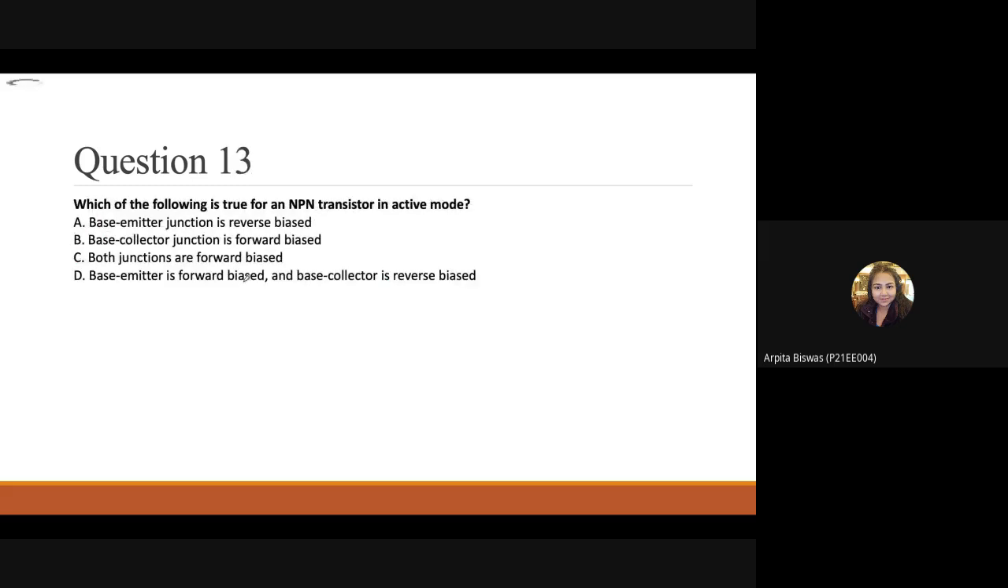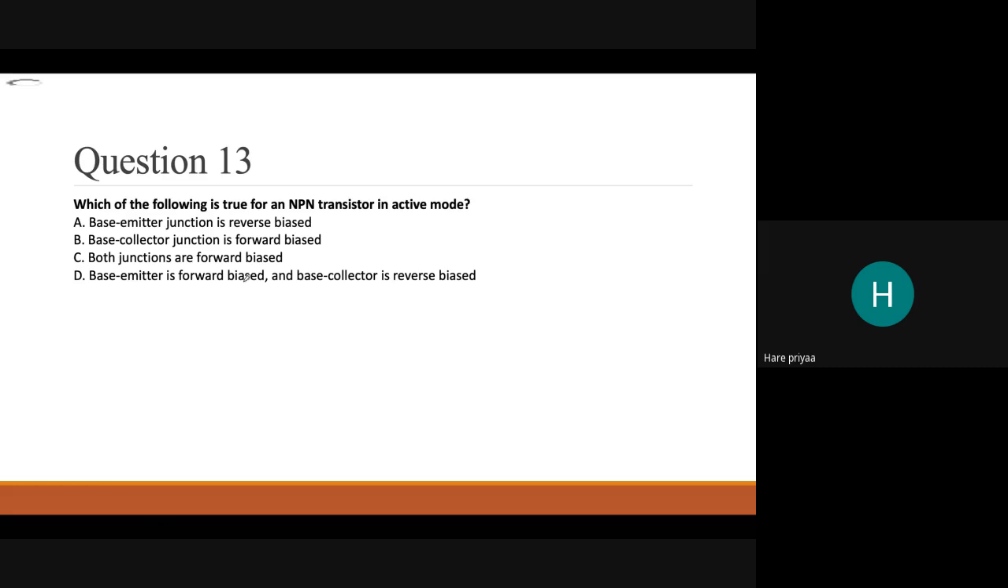So next is question number 13. Which of the following is true for NPN transistor in active mode? First option, base emitter junction is reverse bias. Second option, base collector junction is forward bias. Option C, both junctions are forward bias, and option D, base emitter forward bias and base collector reverse bias. I think we already discussed this in the previous question. One of you told which junction is forward bias and which is reverse bias in the active mode. So tell me what is the right option?